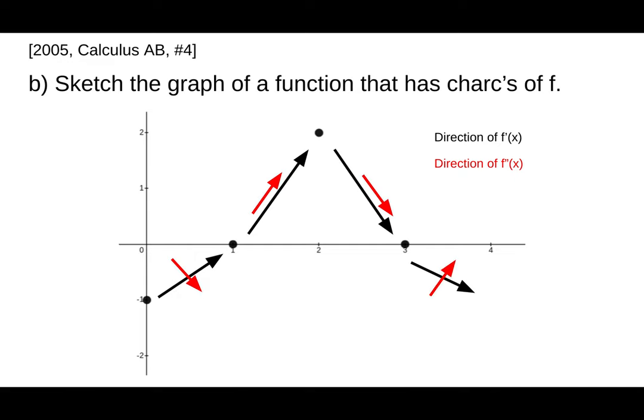So what this tells us about the function f is between 0 and 1, the function is increasing but concave down. Between 1 and 2, it's increasing but concave up. Between 2 and 3, it's decreasing and concave down. And between 3 and 4, it is decreasing but concave up.